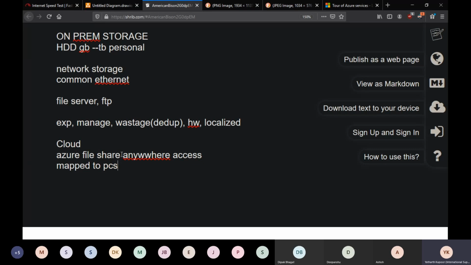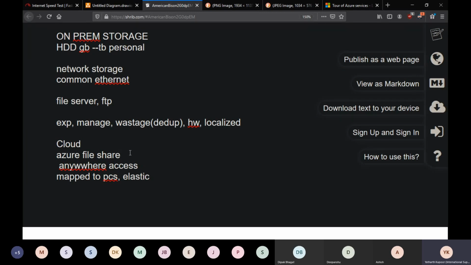Also, if you want to increase the storage or if you want to decrease the storage, well, you can do that in an instant. Like we discussed yesterday, the storages on cloud are elastic. The storage is also elastic. It's called Azure File Share. It can be mapped to PCs. It is elastic storage, and it's totally managed by Microsoft Azure, right? This is the Azure File Share part of the things.